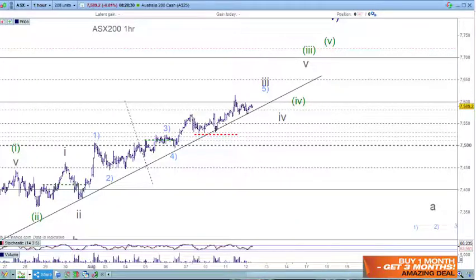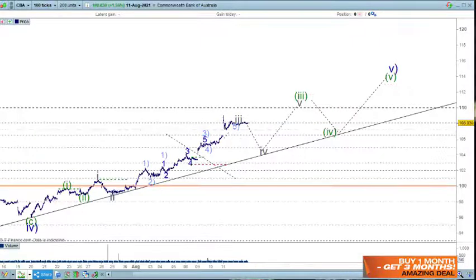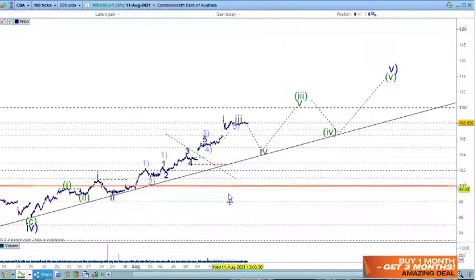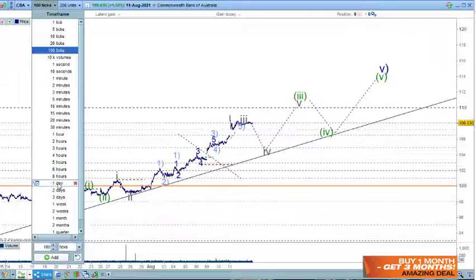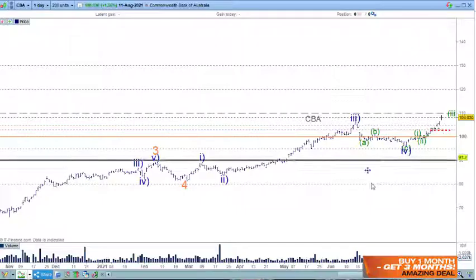I just want to have a look at CBA just to compare that count here. Okay, right. So let's just go back to the daily chart here just for a moment so we can be on the same page.